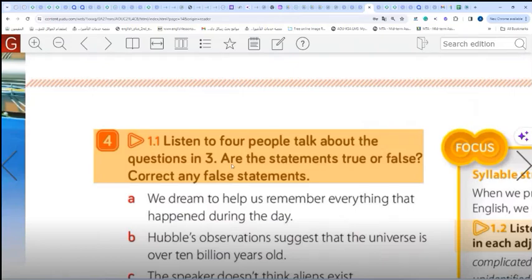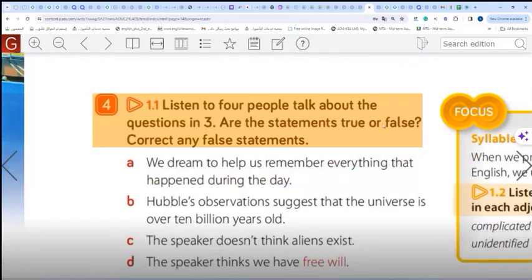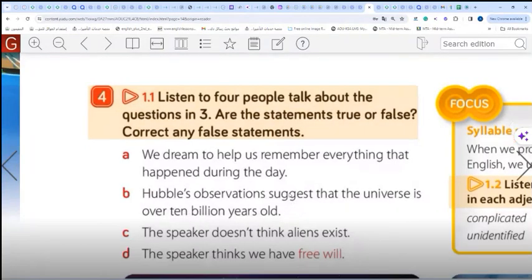Then decide, are the statements here true or false? If they are true, leave them as they are. If they are false, you are going to correct them. Are you ready? Yes, teacher. Okay. So, dear student, as I told you before, we need to answer a listening question, so don't listen at once.